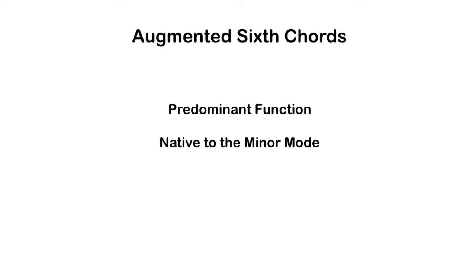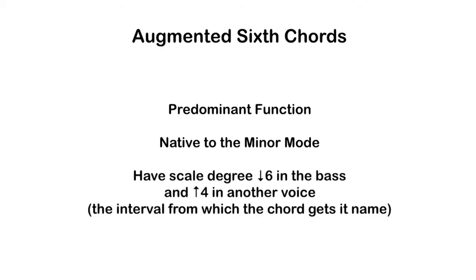Augmented sixth chords are constructed using scale degree lowered 6, that is the natural 6th scale degree, in the bass, and then sharp 4 in another voice. It doesn't matter what other voice it is. And you'll notice the interval formed between the lowered 6th scale degree and the raised 4th scale degree is an augmented sixth. That's how these chords got their name.